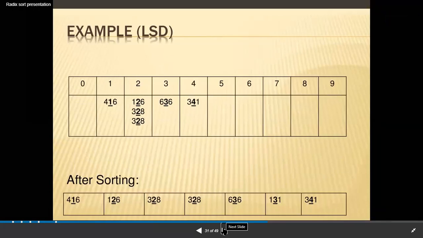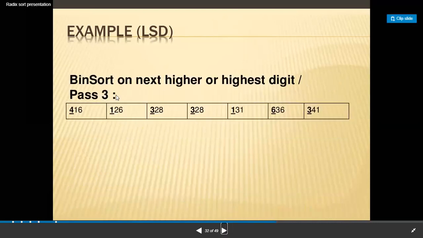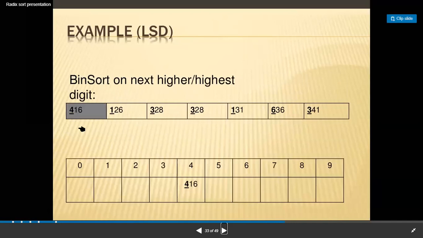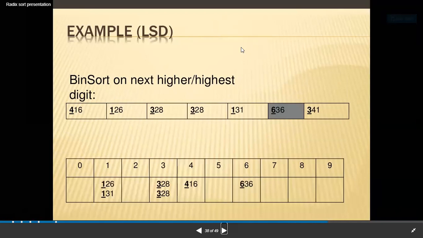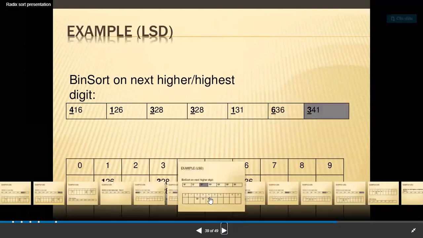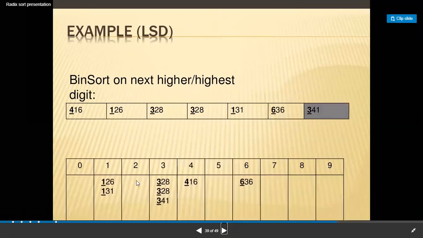So now this is our last step. We will again group the numbers, but this time using the first digit. If you group the numbers using the first digit, 416 will go into this place, 126 will go into the first place, 328 will go into the third place, 328 again goes here, 131 will go into the first place again, 636 will go here, and finally 341 will go into this place because 3 and 3.